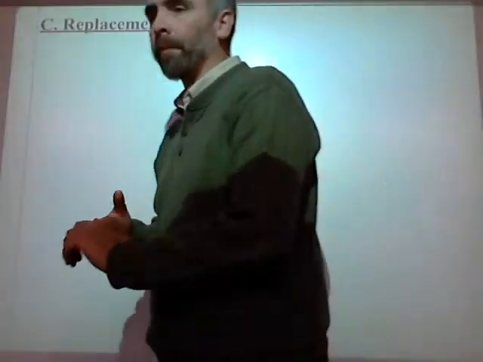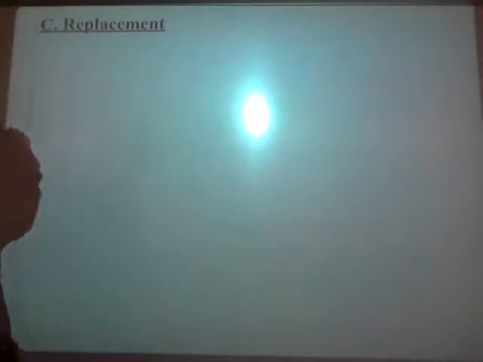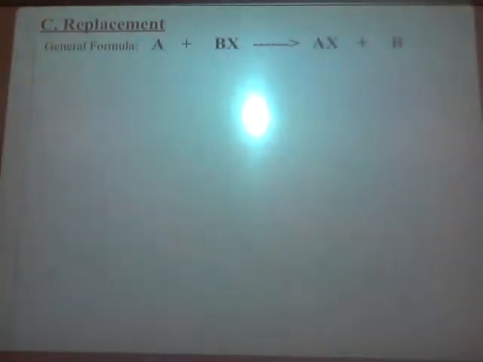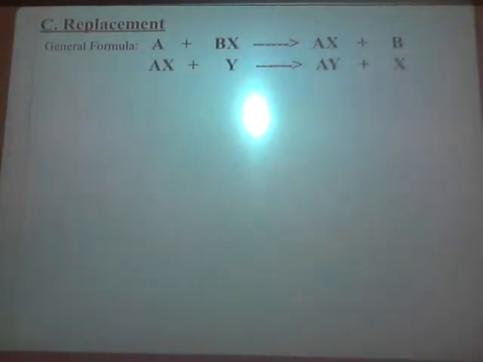Replacement reactions. Now, like I said, they're a little bit harder because now you have to decide which ones do we have. We have replacement, we have composition, we have decomposition. It's a little bit harder to do that. Replacement reactions are going to look like this. General formula is going to be A plus BX yields AX plus B, or, take a look at this one, AX plus Y yields AY plus X.